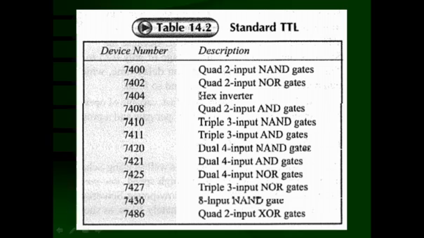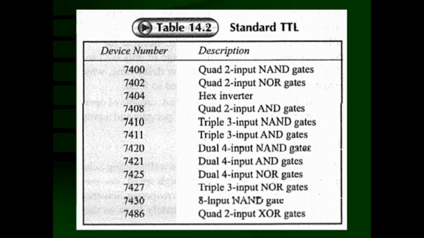7404 is a hex inverter because 6 gates are packed. These ICs are normally 14-pin ICs. 14-pin IC means 2 pins are utilized for the power supply, VCC and ground. VCC should be a regulated 5 volt supply, with the positive terminal connected to VCC and the negative terminal of the power supply connected to ground. The remaining 12 pins are available for the gates.